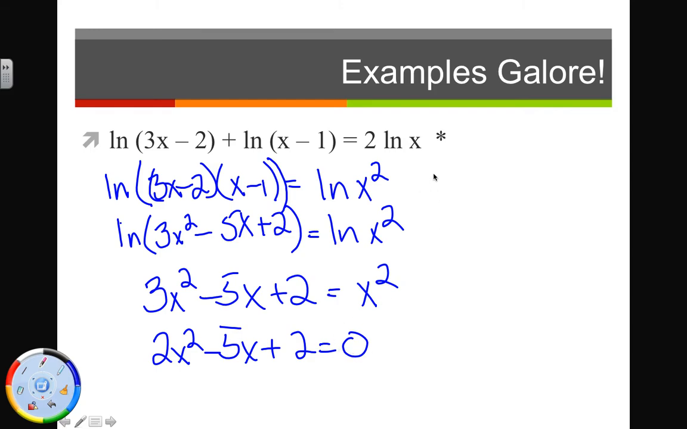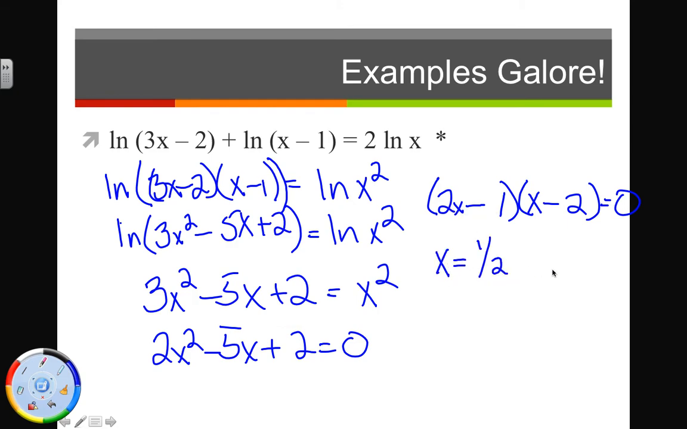I really hope this factors to make my life a little bit easier. So let's try 2x and x. And since it's a plus 2 and a minus 5, I really hope for both minuses. And I think this works right here. A minus 4 and a minus 1 makes a minus 5. Oh, good. That means it's factorable. All right, so x equals, for this one, I get 1/2. And for this one, I get x equals 2.